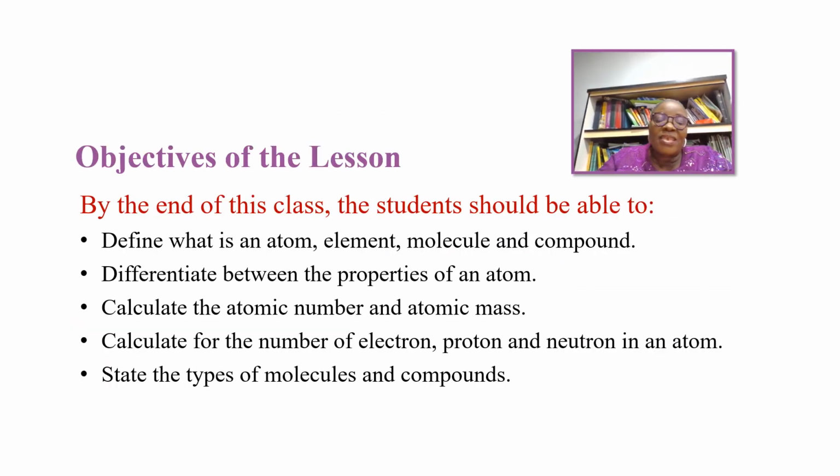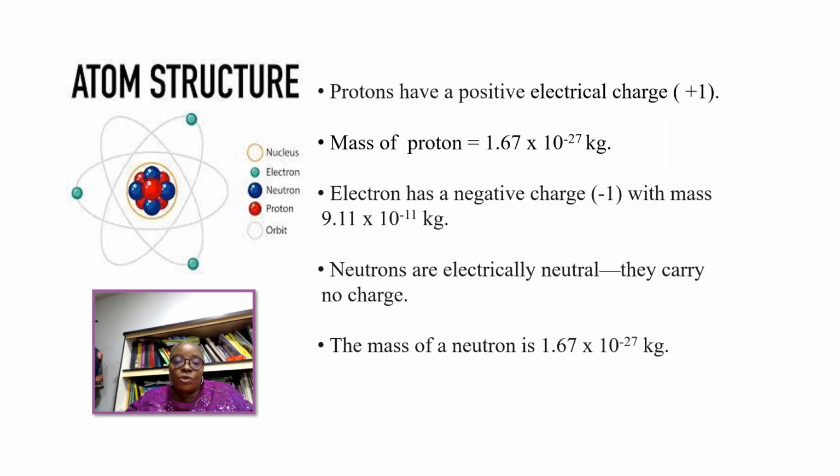Today we'll be looking at atoms, elements, molecules, and compounds. The objective of this lesson is that by the end of this class, the student should be able to define what is an atom, an element, a molecule, and a compound. Differentiate between the properties of an atom. Calculate the atomic number and atomic mass. Calculate the number of electrons, protons, and neutrons in an atom, and state the types of molecules and compounds that we have. Looking at the atomic structure.